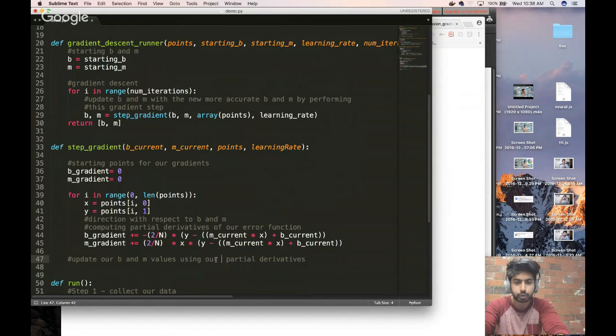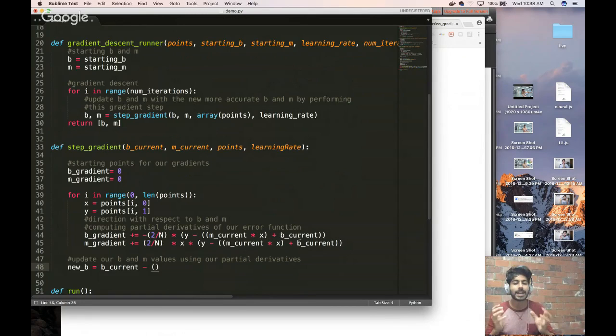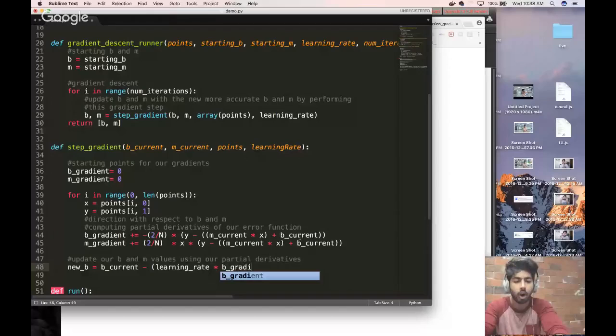Using our partial derivatives, right? Plural. There's two of them. And that's going to give us a new value for B and M, our updated B and M value. So we have our current value for B, whatever it is, that we fed into the step gradient function that keeps updating every time. And this is where our learning rate comes into play, okay? This is why our learning rate is so important, because it defines the rate at which we're updating our B and M values, right? So remember that 0.0001, right?